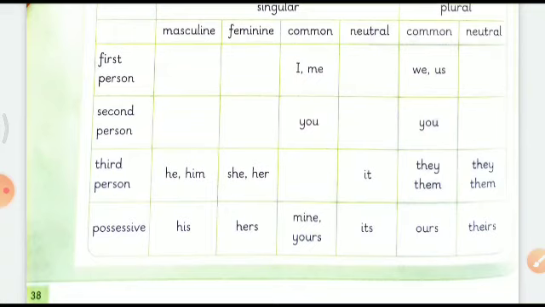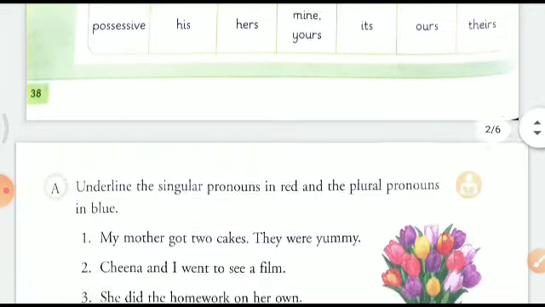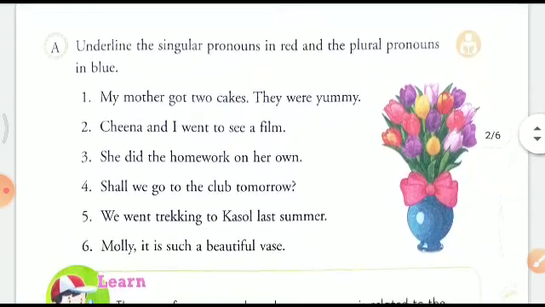And then we have possessives. Possessive can be the person to whom anything belongs: his, hers, mine, yours, its, ours, theirs. Okay. Now, we have to underline the singular pronouns in red and plural pronouns in blue. Okay. Let us see.